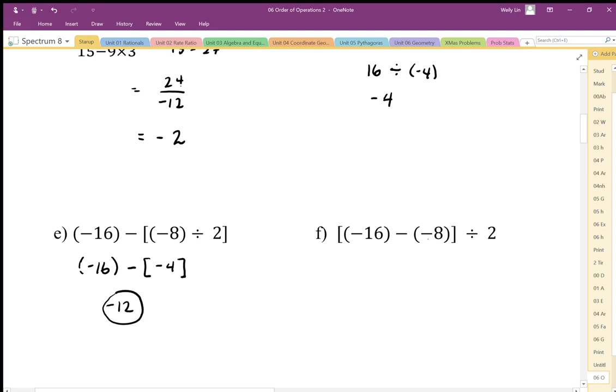Here we're going to do the subtraction first. So we do -16 minus negative, which really means plus. So I'm going to end up with -8. I start at -16 and go right 8. Then I'm going to divide by 2. So -8 divided by 2 leaves me with -4. So if I have two groups of -4, I end up with -8.